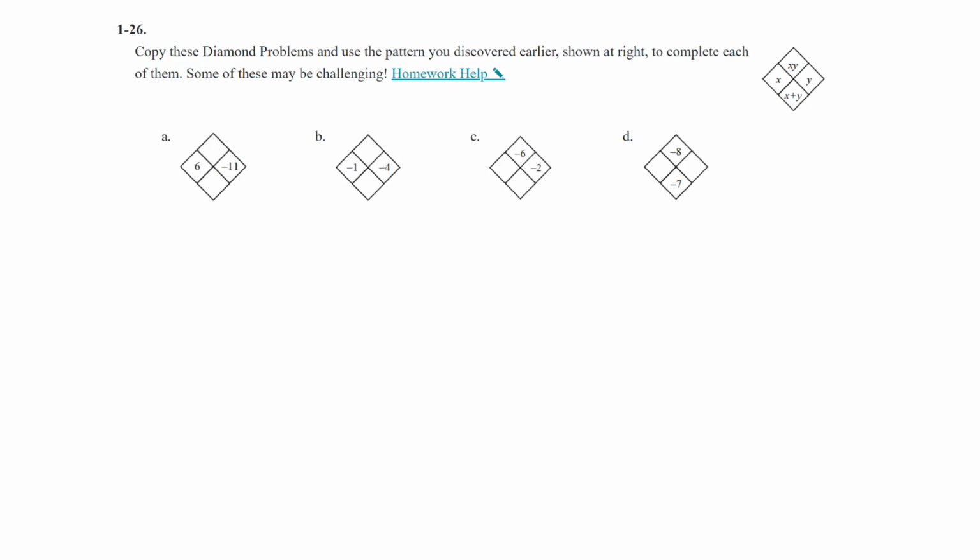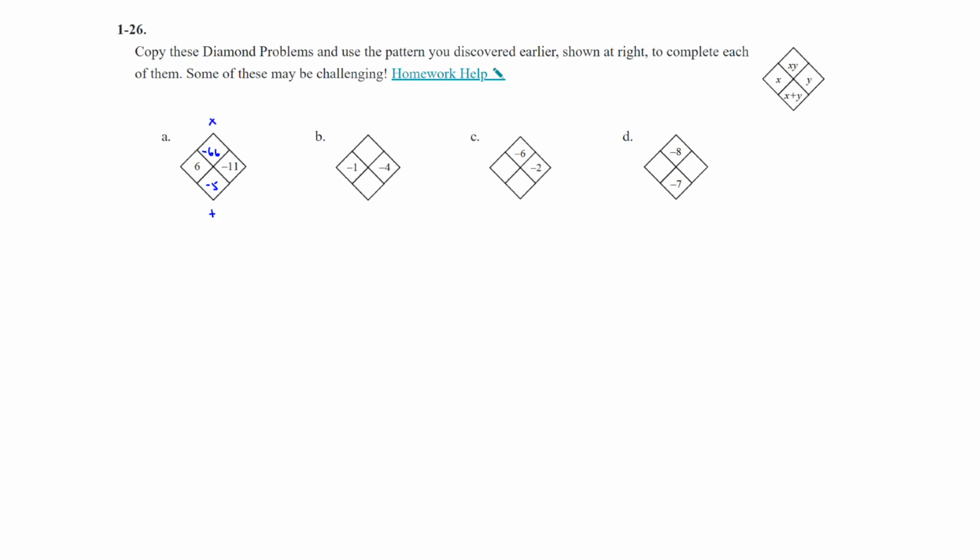Question 26, more diamond problems. Copy these and use the pattern you discovered earlier shown at the right to complete each of them. Some of these may be challenging, which is perfectly fine because that's how we're going to learn. On part A, once again, what multiplies in terms of x and y to get the top number and what adds to get the bottom number. Since we have both of them, we can multiply those two together to get negative 66, and we can add them to get negative 5.